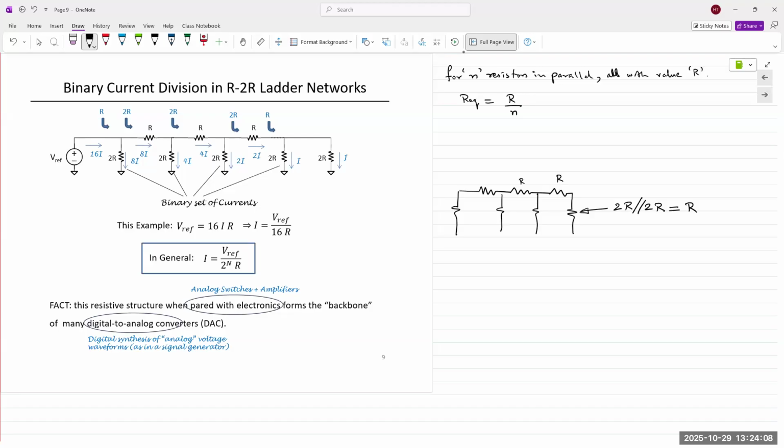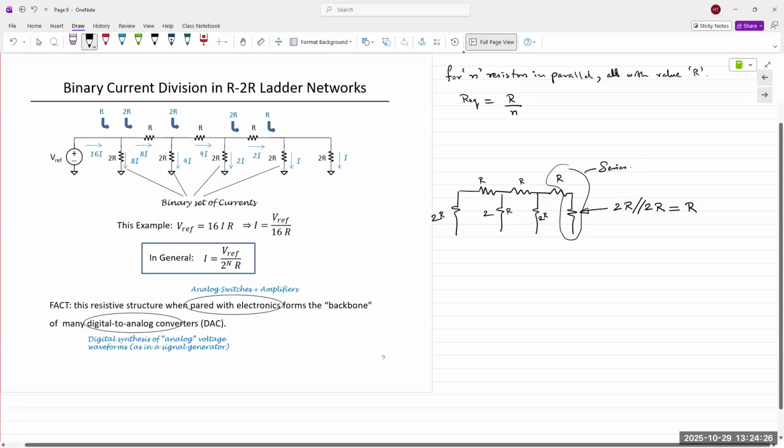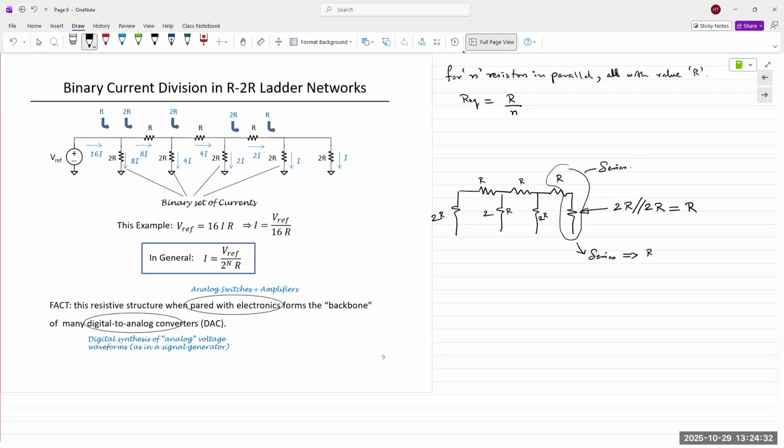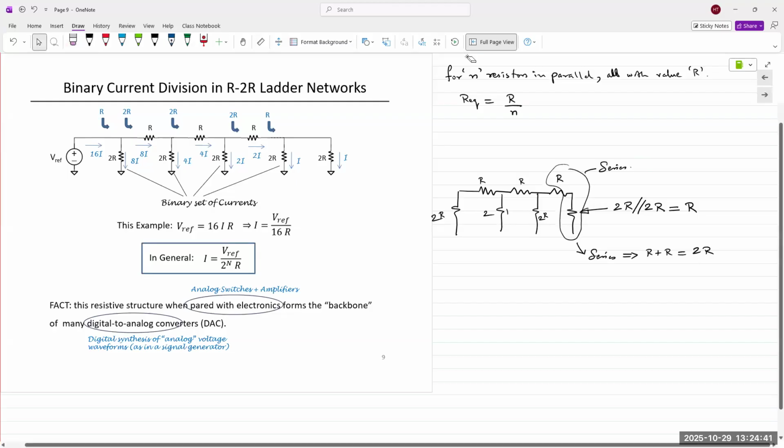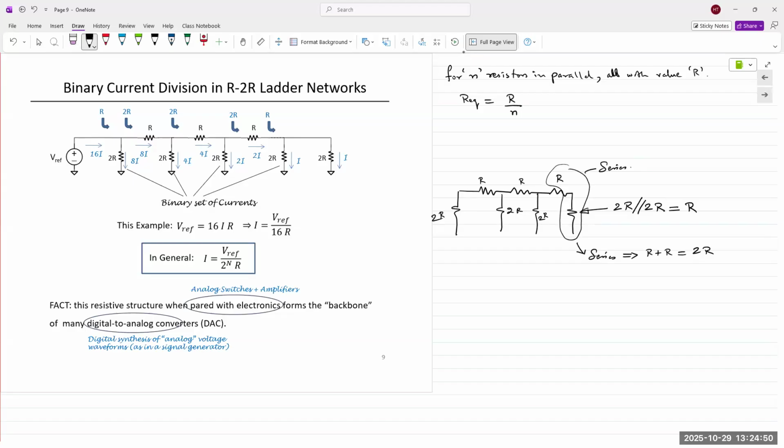Then that R is in series with this resistor at the top. This would be a series connection, and so this would be equal to R plus R, which gives me 2R. And that again brings it in parallel with the next branch, and so on and so forth. It continues from right to left.